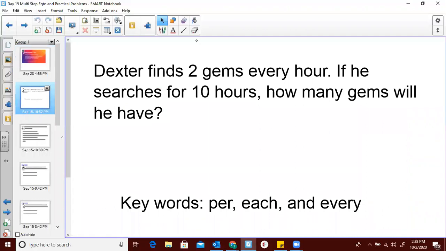I'm just going to point out here a couple of keywords. Now, every problem that you see won't be like this, but we're going to look for words like per, each, and every. They kind of give us a hint for where we're going to need to use multiplication and where the variable is going to be introduced.